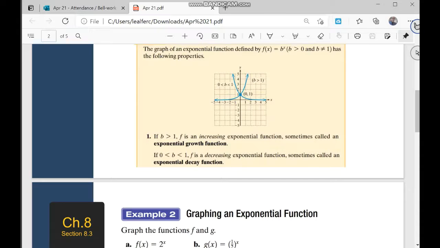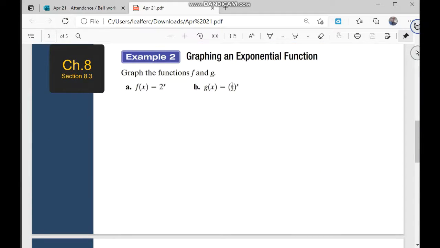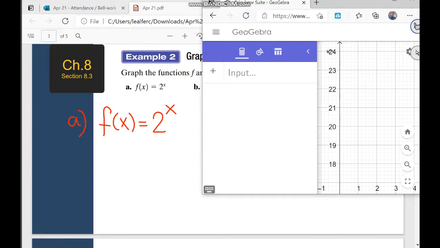And we're going to work on a few examples. First of all, we have to graph the functions f and g. We have the function f on letter A. Okay, letter A, function f of x equals 2 exponent x. I don't want you to work on paper. We don't need to work on paper anymore. We are graduating. We need to know how to use computers, right? Computers and calculators. That's the reason we're going to use our graphing calculator.